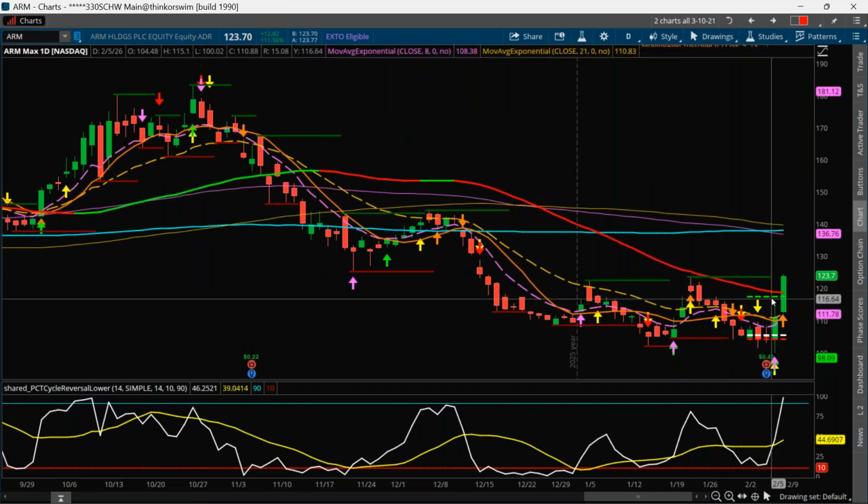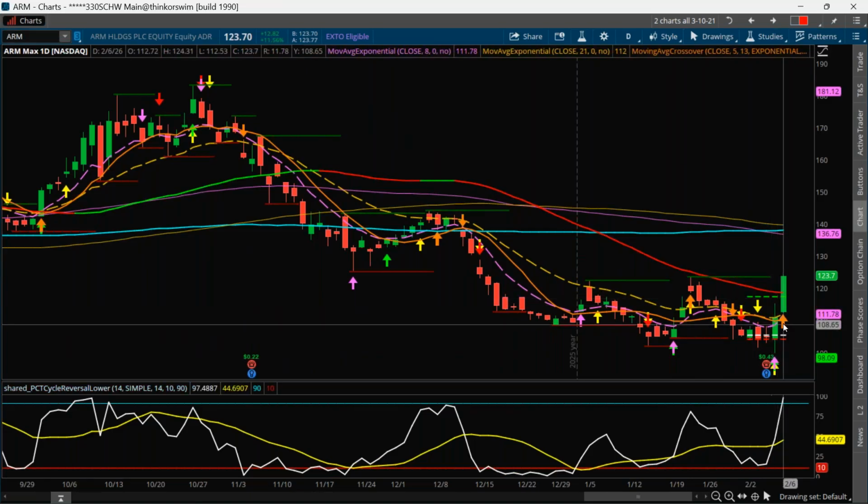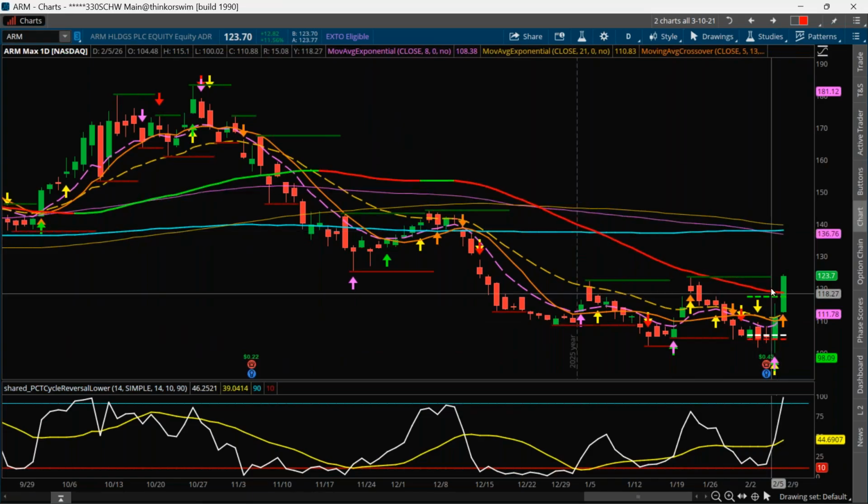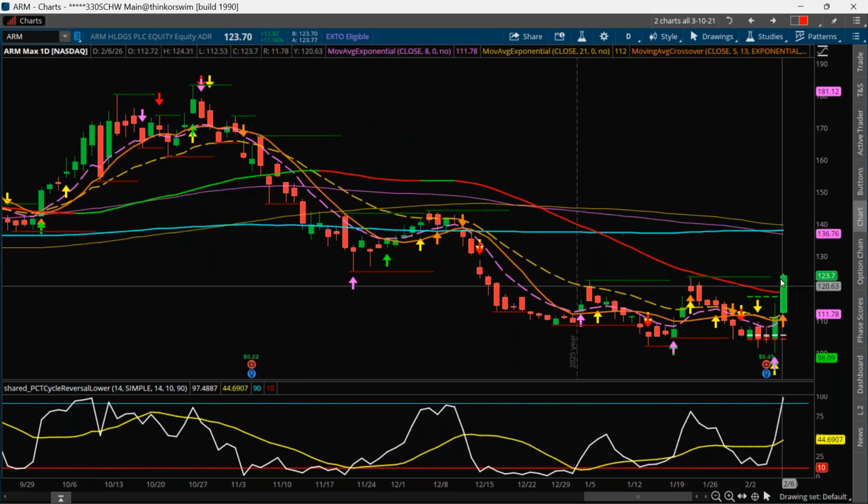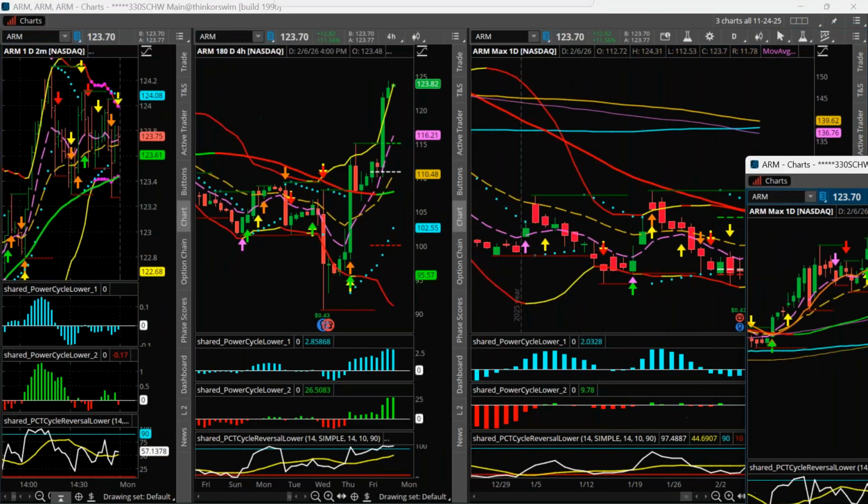This is part of the indicator package if you want to pick up my indicators. And here's your upside momentum cross, that arrow there. So looking for a move up here, probably pulling back to 120, with good upside potentially to 137, 140. So that's ARM. That's one to be watching.